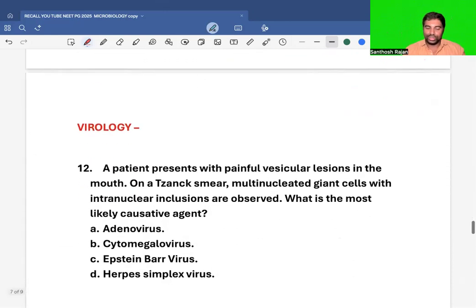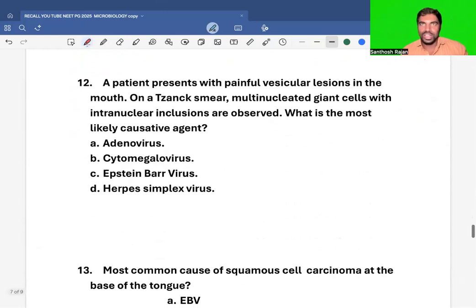Right. Next question, virology. We have done almost 11 questions from bacteriology. Now we'll go to virology. Another easy, repeated question. Definitely a lot of previous year questions here. A patient presents with a painful vesicular lesion in the mouth, on Tzanck smear. The first clue for you is a painful vesicle. When there's a painful vesicle in the mouth, the only thing that comes to your mind is herpes simplex. That is the clue.